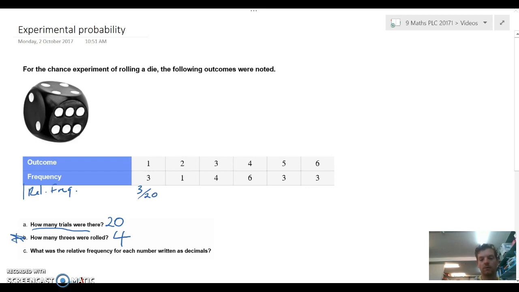First I'm going to list all of the relative frequencies as a fraction. The number 2 was only rolled once, so there's a 1 in 20 chance. There was a 4 in 20 chance of it being a 3, a 6 in 20 chance of it being a 4, a 3 in 20 chance of it being a 5, and a 3 in 20 chance of being a 6. The only thing that's a little bit different now is that we need to give that as a decimal.